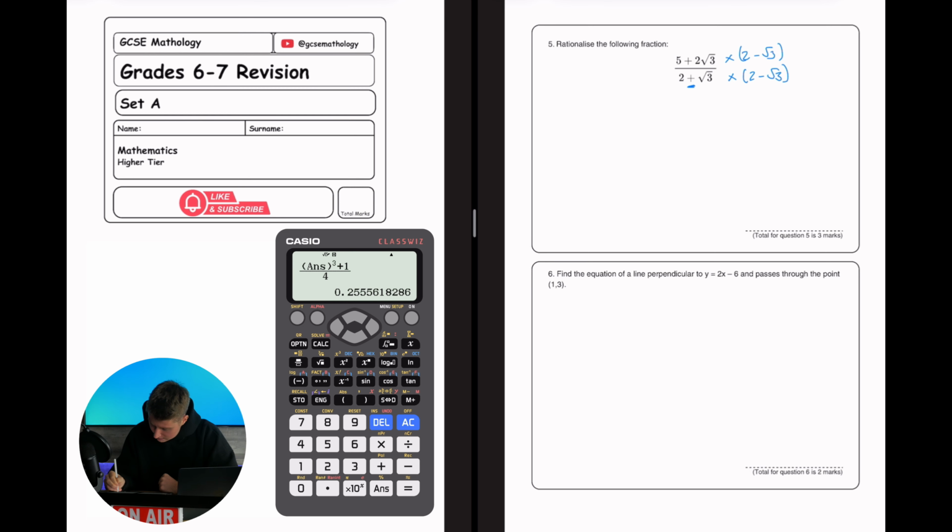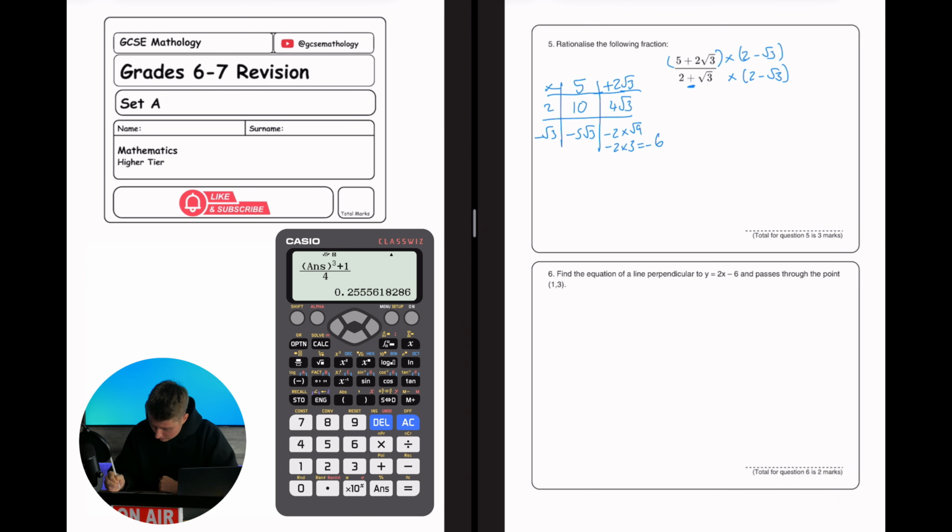To expand this double bracket here, we've got 5 plus 2 root 3 times 2 minus root 3. We're going to use the grid method. So we've got 5 plus 2 root 3 and then 2 minus root 3. So 2 times 5 is 10. 2 times 2 root 3 is 4 root 3. And then we've got 5 times negative root 3, which is negative 5 root 3. And then 2 multiplied by root 3 times root 3, which is root 9. So you get minus 2 times root 9, which is minus 2 times 3, which is equal to minus 6.